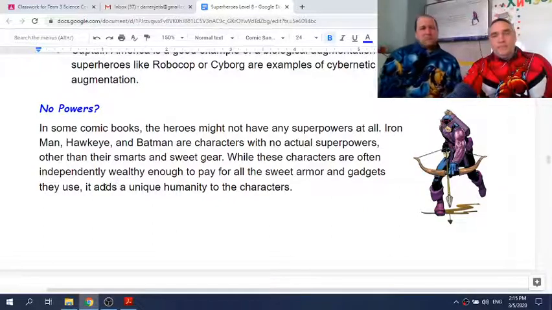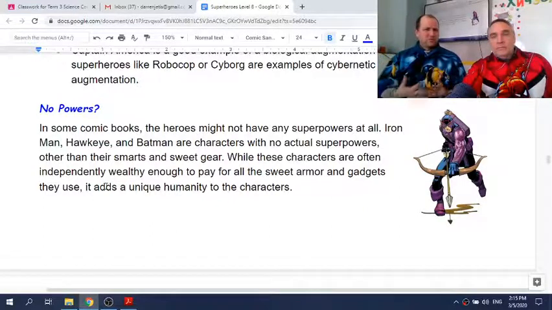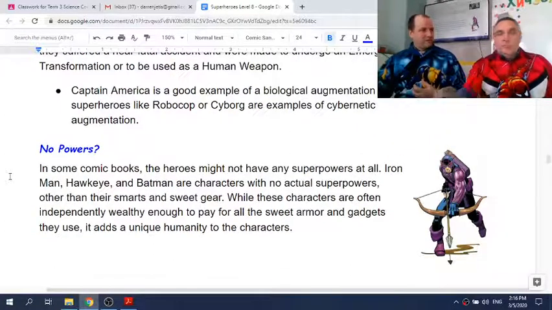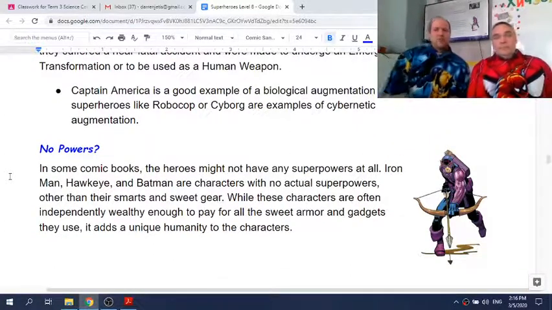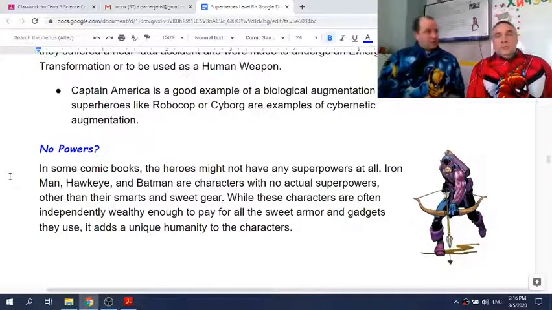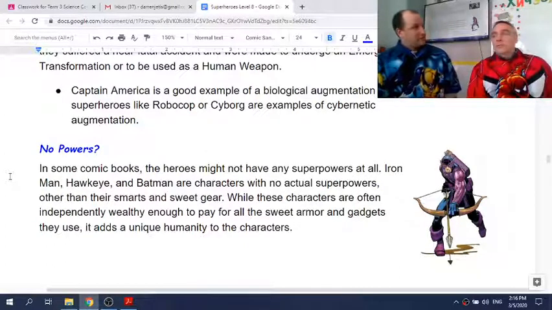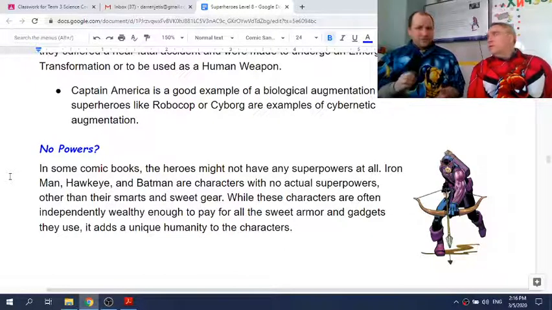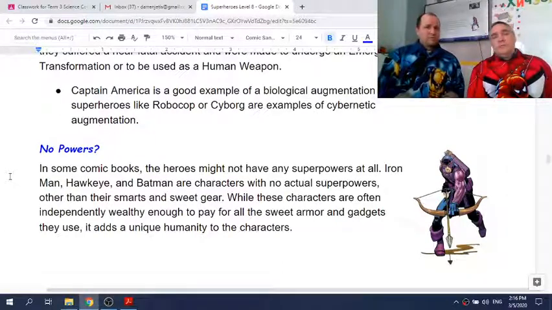All right. A lot of times superheroes that have no superpowers, we relate with a lot easier. This is why Batman is so popular. I mean, he has no super abilities, no super strength. Would Black Widow fall into this category? Black Widow would fall into this as well.